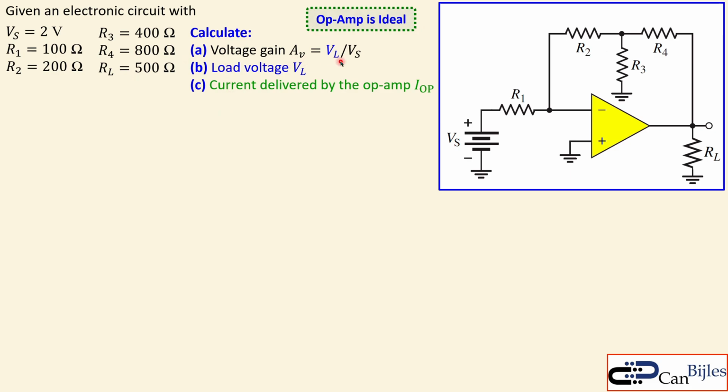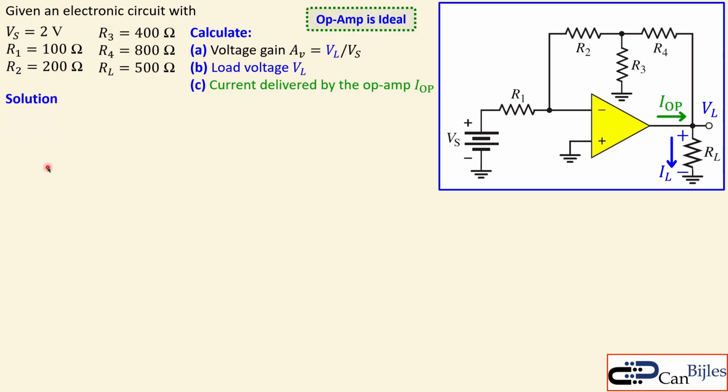Calculate the voltage gain, which is the load voltage over the source voltage. That's the load over the source. And we also have the load voltage itself, the value. So we first get the expression for the gain and also its value, and also the load voltage. Finally, the current delivered by the op-amp, I_OP. So we have this collection of questions.